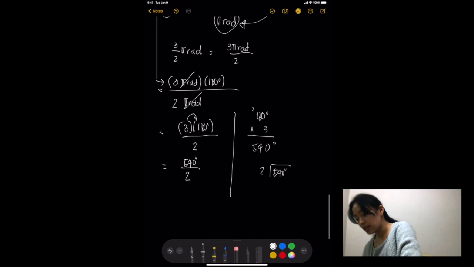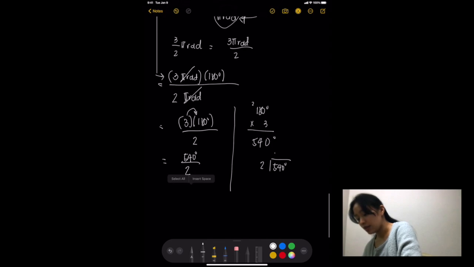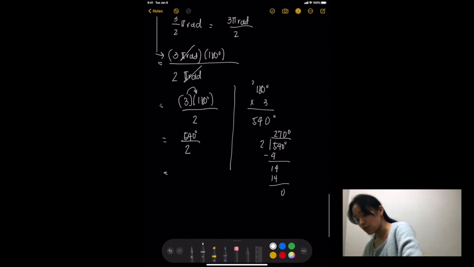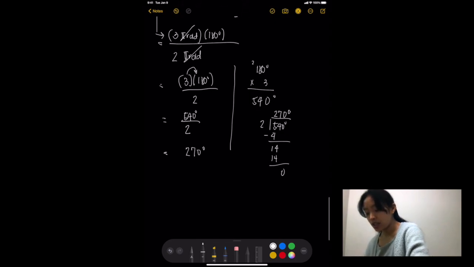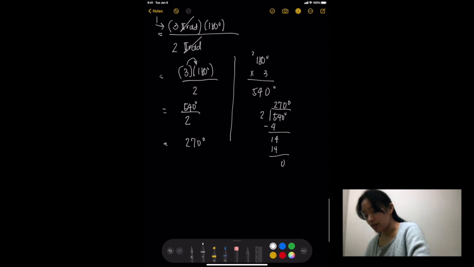But what is 540 degrees divided by 2? So 5 divided by 2 is 2. 2 times 2, 4. 5 minus 4, 1. 14 divided by 2 is 7. 7 times 2, 14, 0. So 540 divided by 2 is just 270 degrees. Or I can also do this.